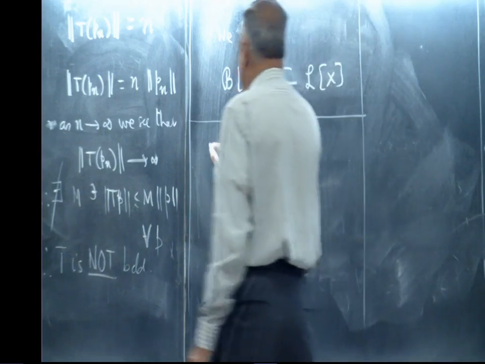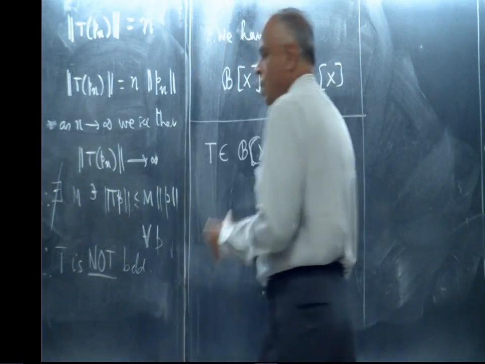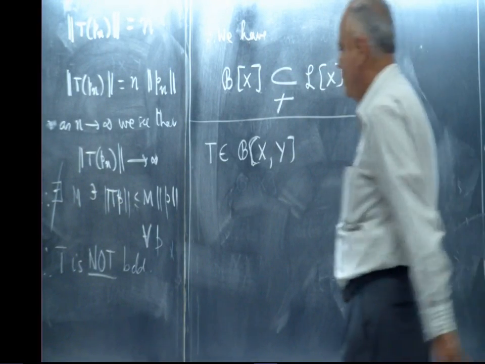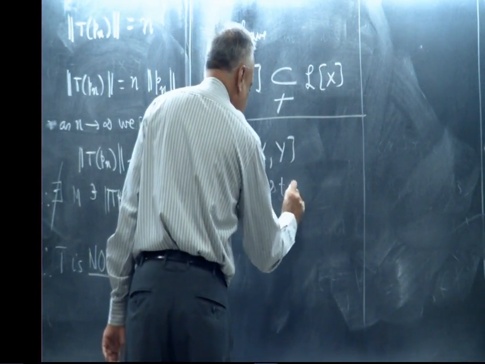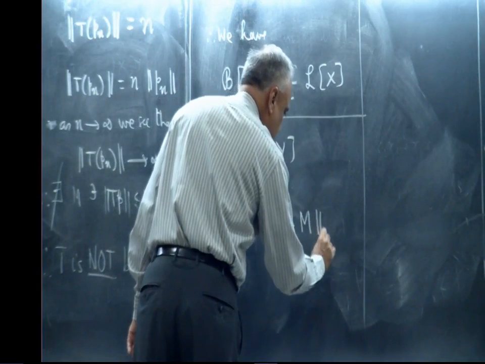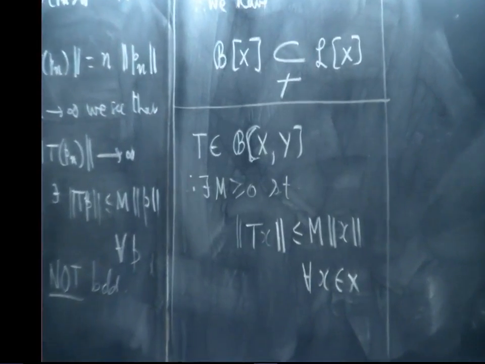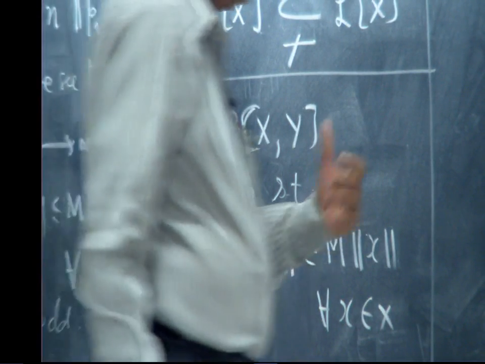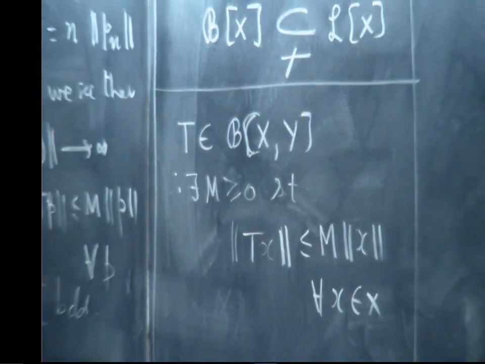So what is meant by a bounded transformation? Suppose T is a bounded linear transformation from X to Y. What is the definition of this? There exists an M such that norm Tx is less than or equal to M times norm x for every x in X. That is the definition of a bounded linear transformation. Of course it is linear, and because it is bounded, there must exist a constant such that these transformed lengths are under control.